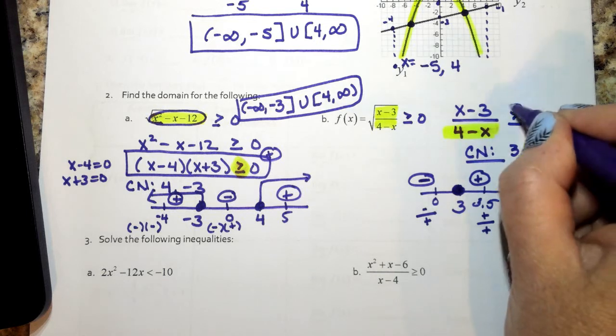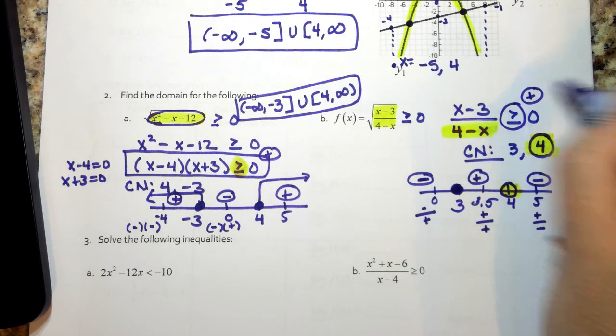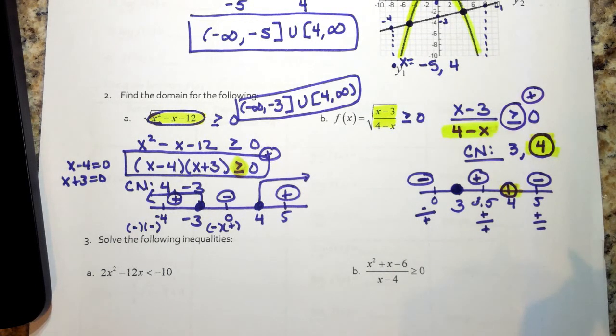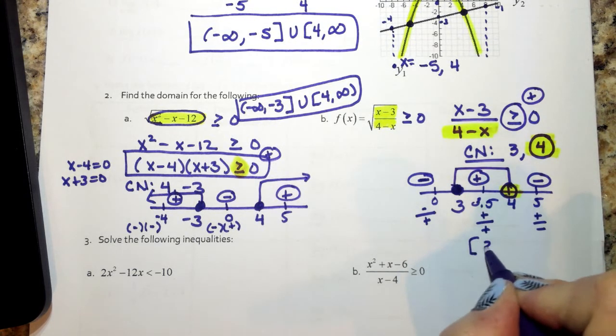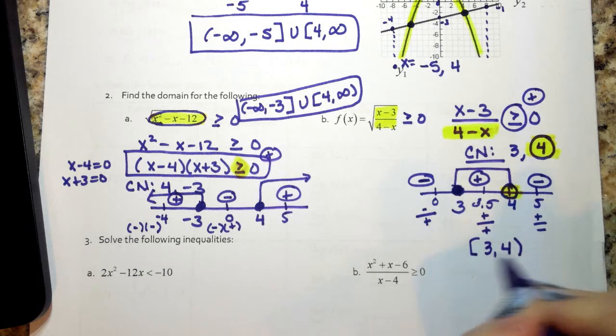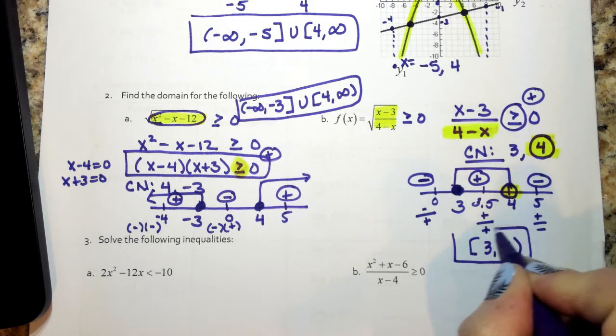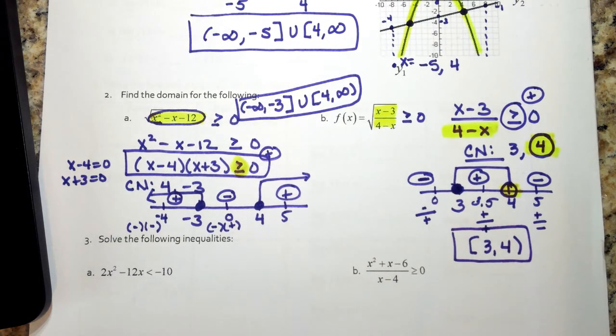Remember, since this is a greater than or equal to, I'm looking for the positive intervals to be my solution set. So my solution set is going to be very small. It's going to be bracket 3 and then 4, but I'm going to put a parenthesis after the 4 because I'm not including 4 in the solution set.